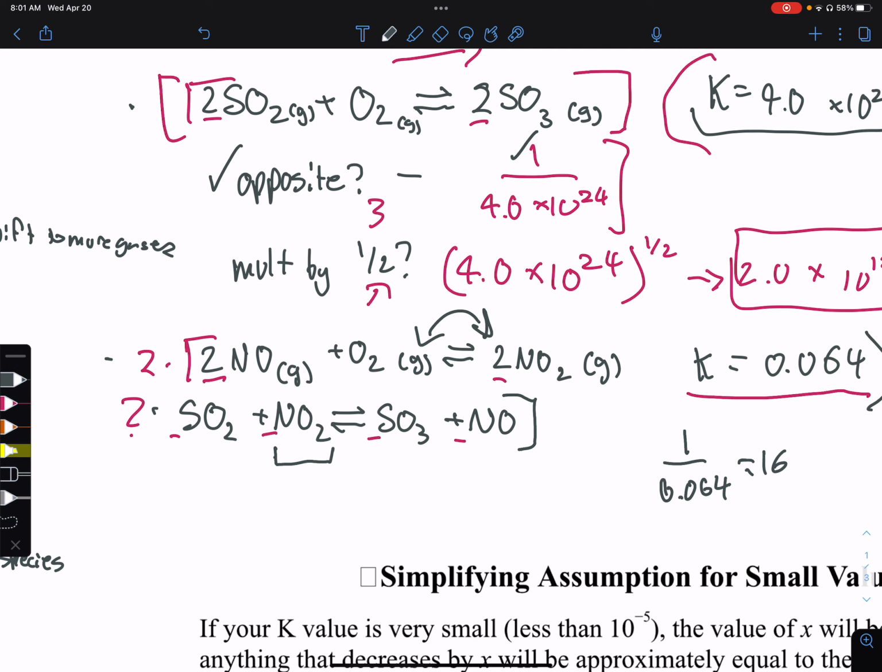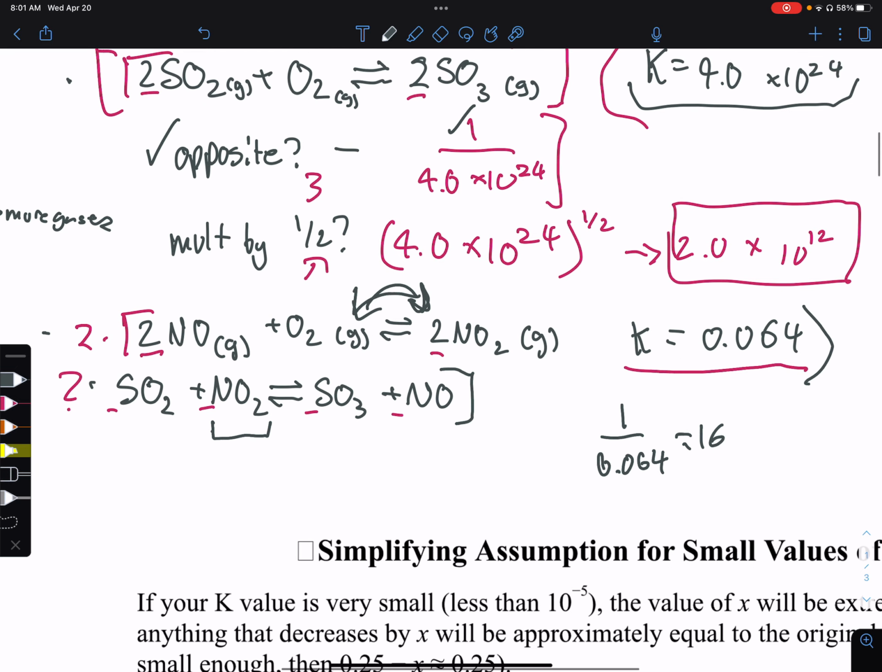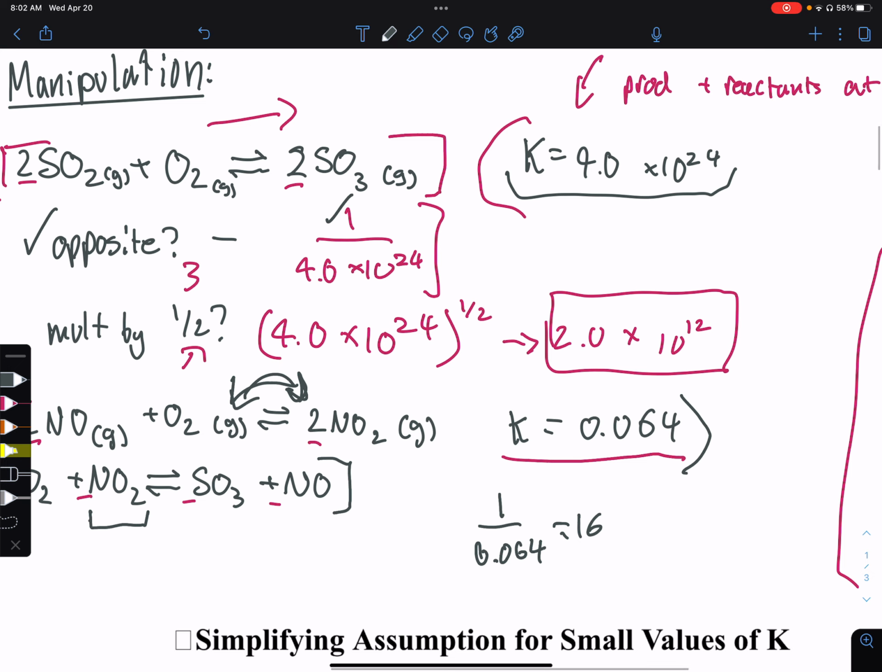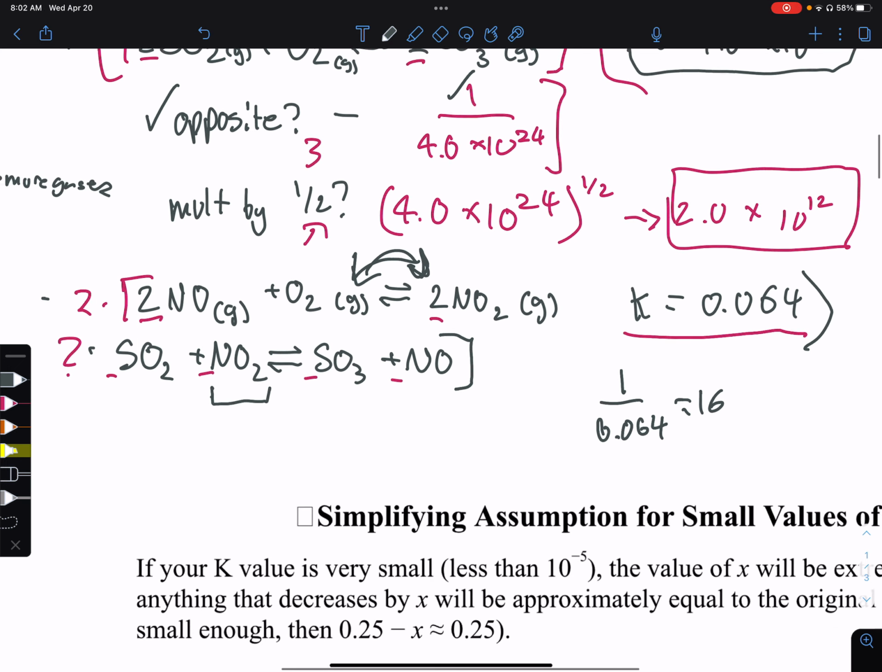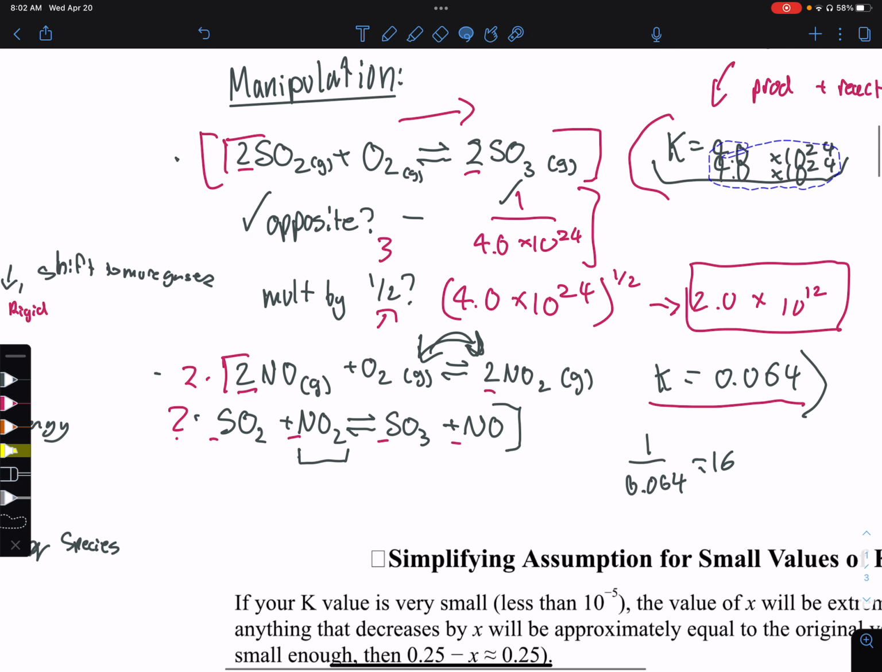But what happens when you add them, when you stack them on top? Because now, theoretically, these are switched. What you do is multiply them. Whenever we're adding them together like this, we multiply the K values, which is kind of counterintuitive, but it just works. So we take this original K value and multiply it by 16. All right, and we get some value. But here's the problem, right?